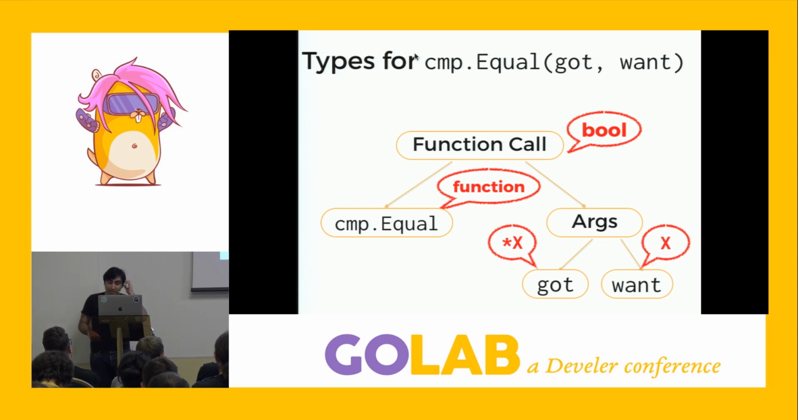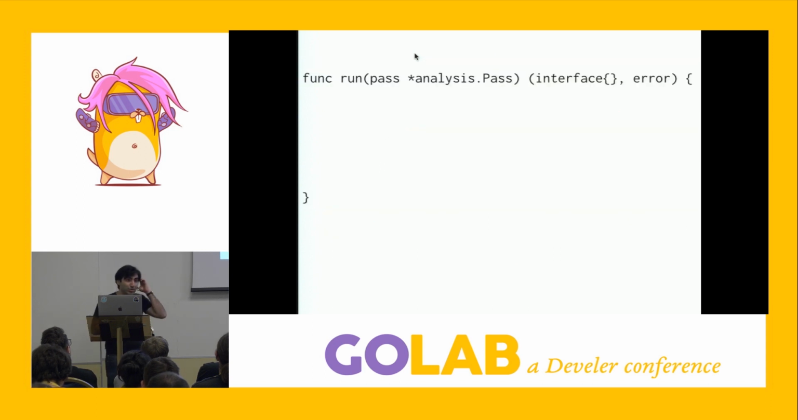All we need to do is see, when we're looking at a function call, are we calling cmp.Equal? If we are, is the type that the type checker figured out for got different than the type that it figured out for want? If that's the case, then we can report a diagnostic to the user. So this type data is very useful when we're writing an analysis, and I'll show you how we use it. Okay, so we're writing our Run function.